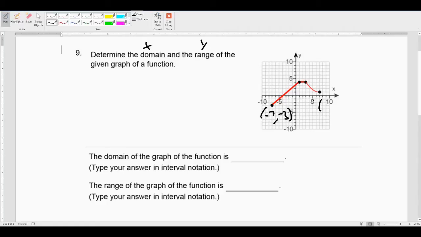Now this point looks like positive 7, comma 1. And then the two top points: that one could be 1, comma 4. And this one looks like it's 3, comma 4.